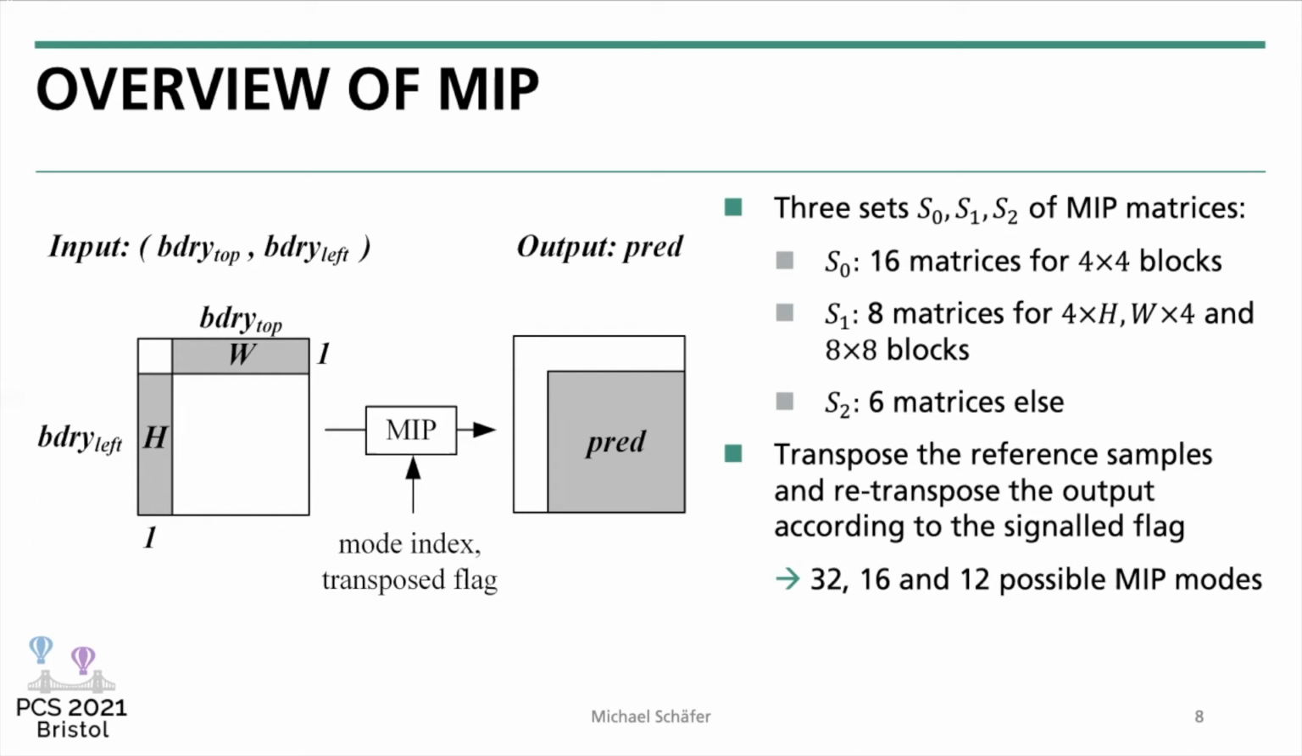Furthermore, an additional flag is signaled which indicates the use of either the original reference samples or the transposed ones, the latter case requiring to retranspose the output accordingly. Together with the mode index, this accounts for 32, 16, and 12 possible MIP modes, thus each matrix characterizing 2 prediction modes.